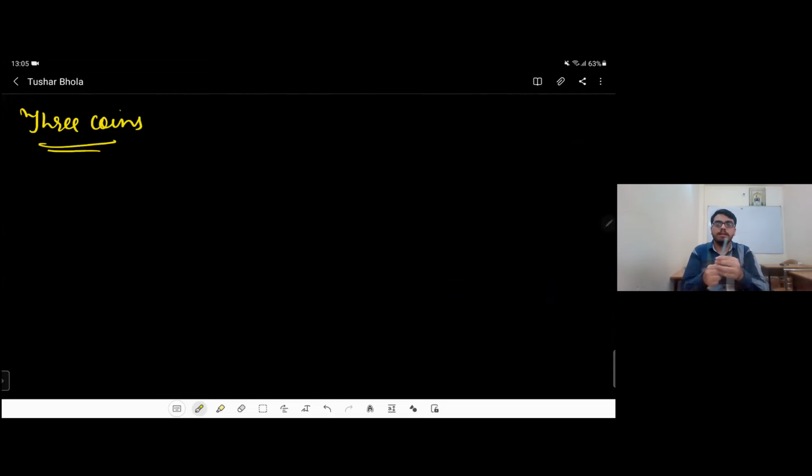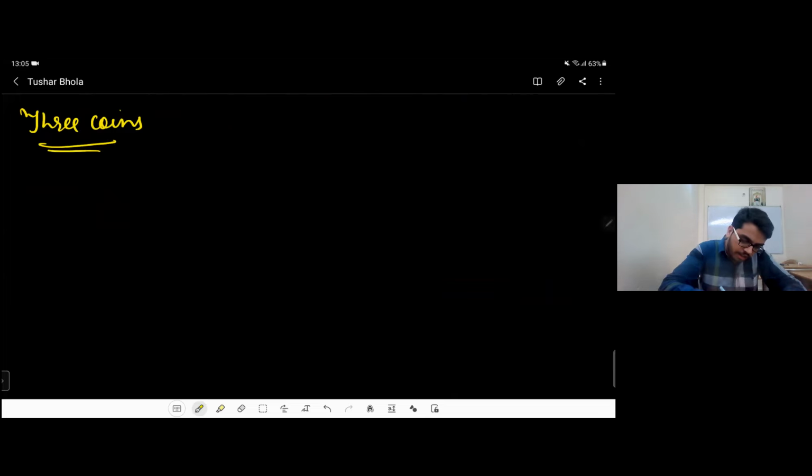Students, you can imagine your 3 pens or 3 fingers, anything, or 3 coins you can take, and you can toss. And you can imagine how many sample spaces, I mean what outcomes will be formed: all three times head will come, all three times tail will come. That is quite a tedious task, or very critical, right, for some students. So there is a shortcut trick.